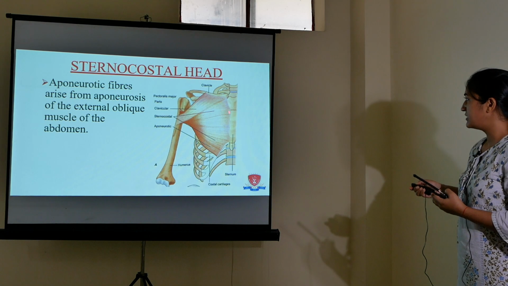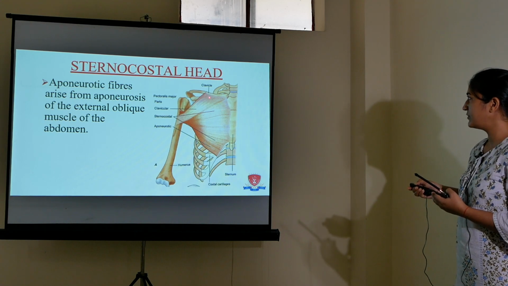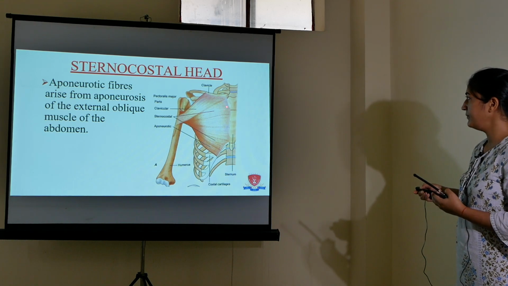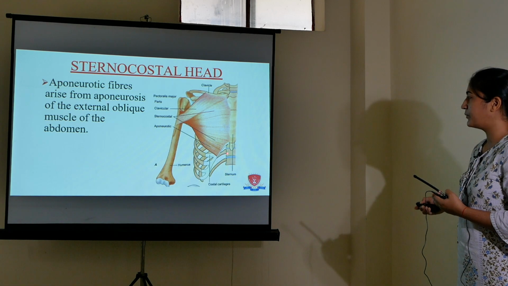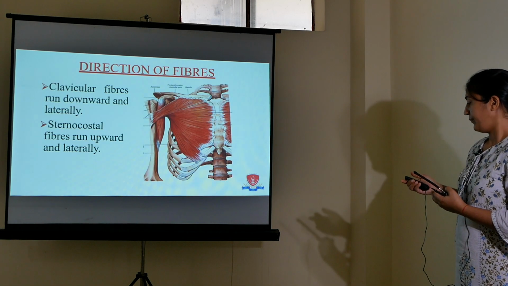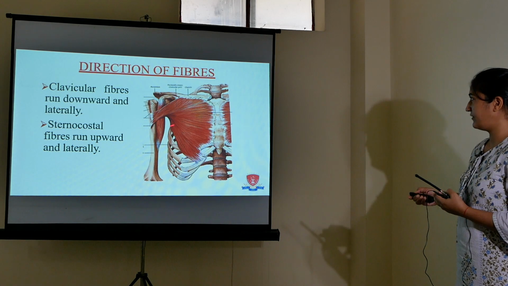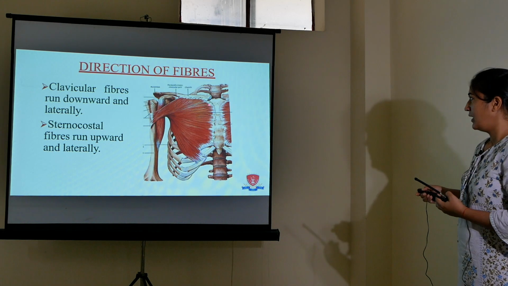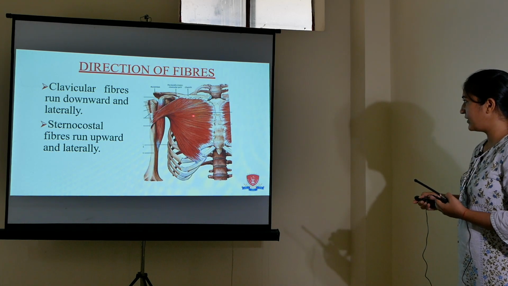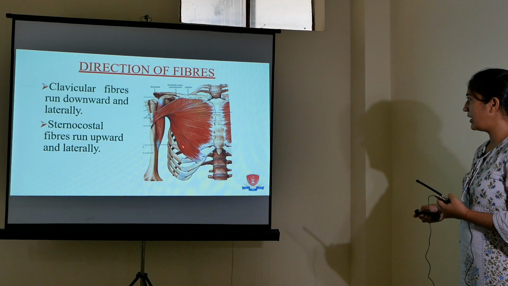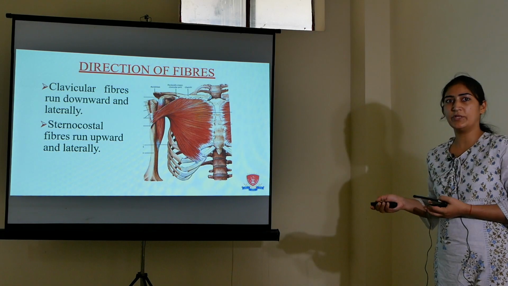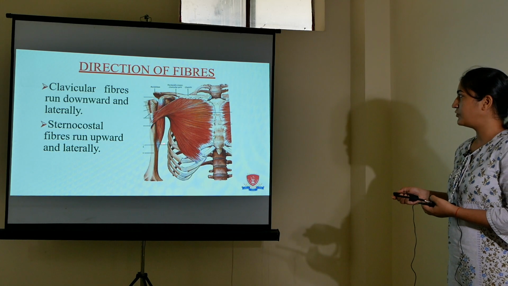Clavicular fibers from the medial portion of the clavicle, sternocostal fibers from the manubrium and sternum, and the aponeurotic fibers. Then if you see the direction of these fibers, the clavicular fibers are directed downwards and laterally, and these sternocostal fibers are running upward and laterally. So these all are going up and these all are coming down, and all the fibers are running towards the lateral side. The lateral side is the bone, that is the humerus. So they have to reach the humerus.